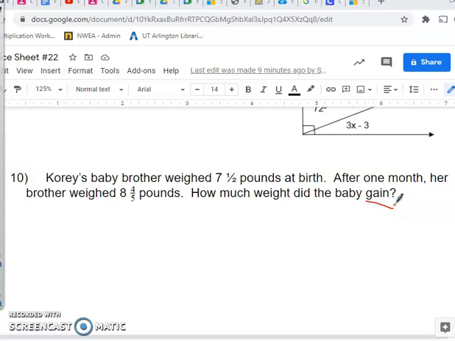We're not going to add it. That would not make sense, because that would mean the baby gained more than 15 pounds. Well, the baby only weighs 8 pounds. So hopefully you know you're going to subtract. And when you subtract fractions, you get a least common denominator.